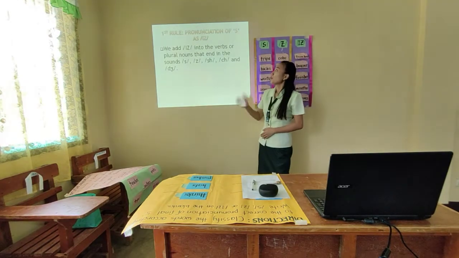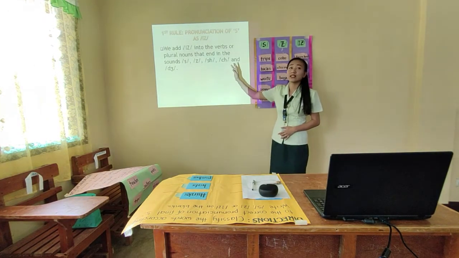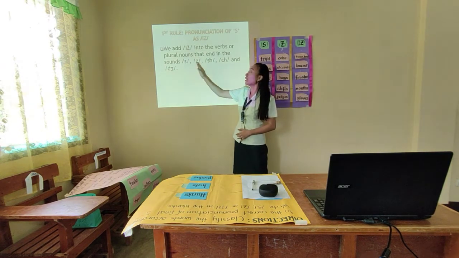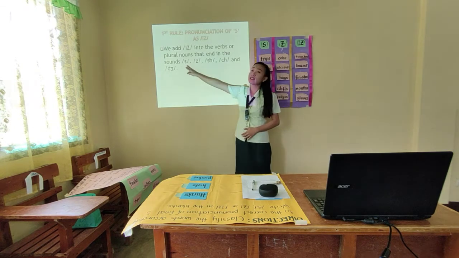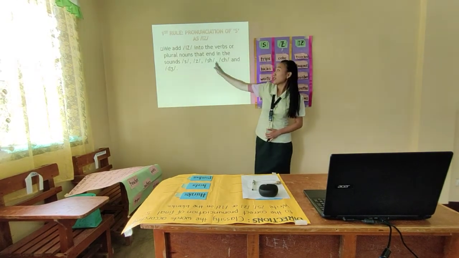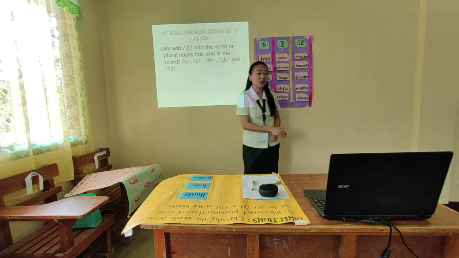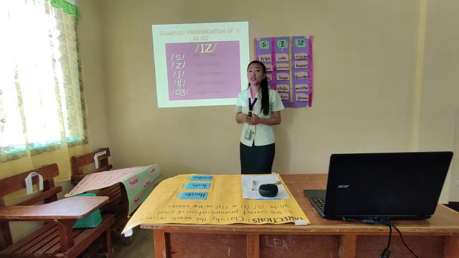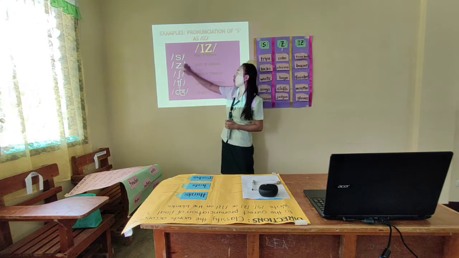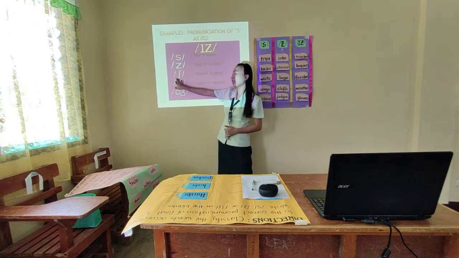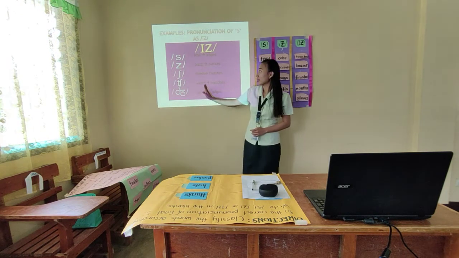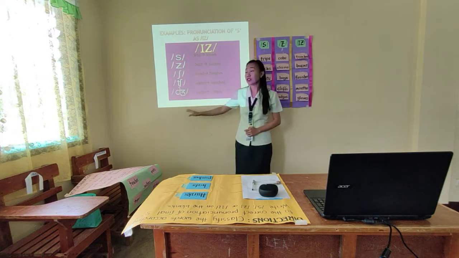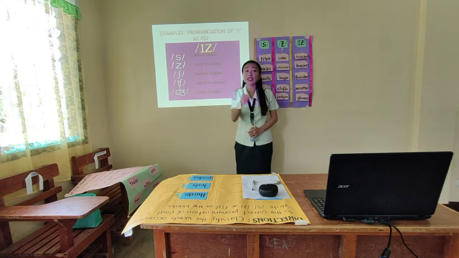First rule, pronunciation of S as iz. We add iz into the verbs or plural nouns that end in the sounds s, z, examples here. Okay, so for your information class, the equivalent allomorph of sh is like this. And the equivalent allomorph of ch is this one. And for j is like this. Okay, is it clear? Very good.